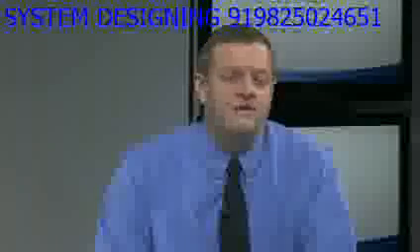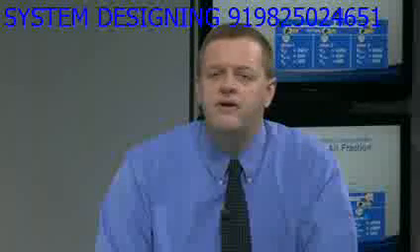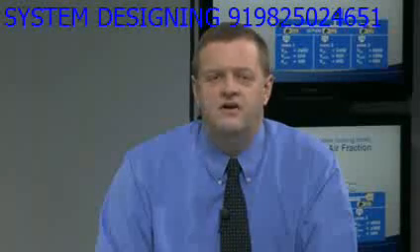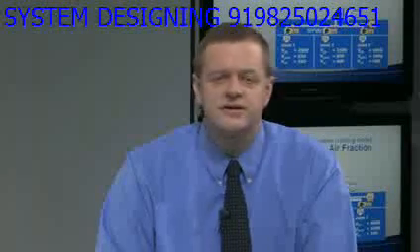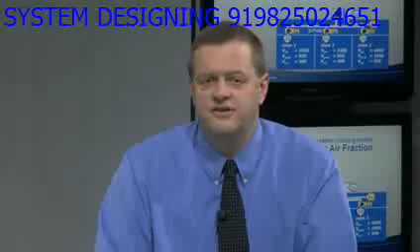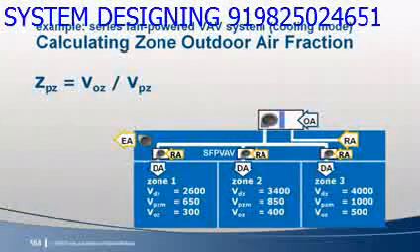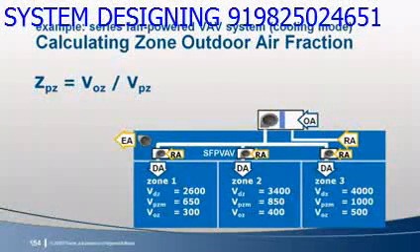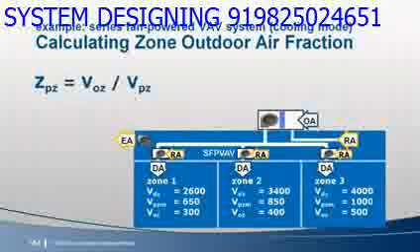In a series fan-powered VAV system, discharge airflow to the zone and primary airflow from the main duct are not always equal. As the space cooling load decreases, primary airflow decreases, and more of the discharge air is recirculated air from the ceiling plenum. Remember, Z sub PZ is defined as the ratio of the zone outdoor airflow to the primary airflow delivered to the zone. So this fraction is higher when zone primary airflow decreases.